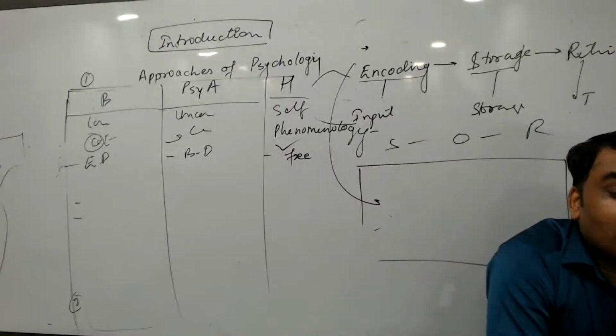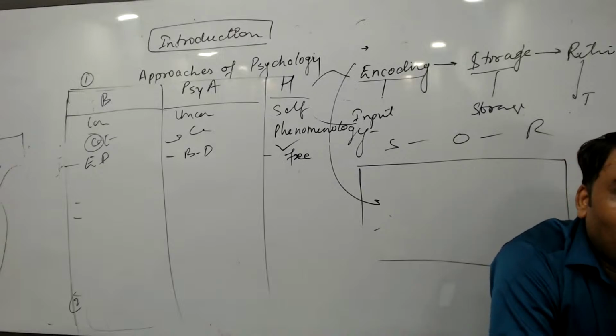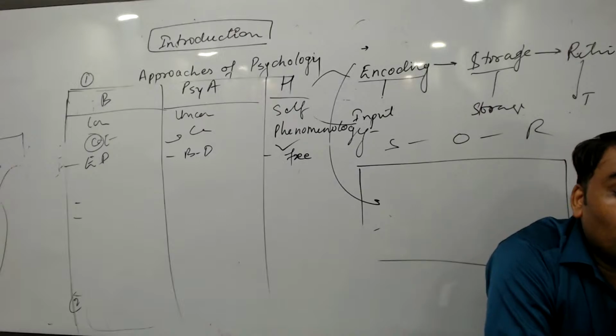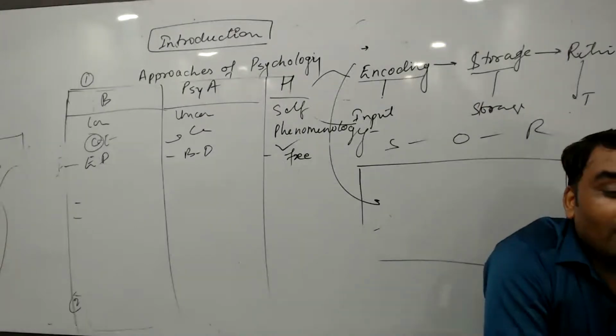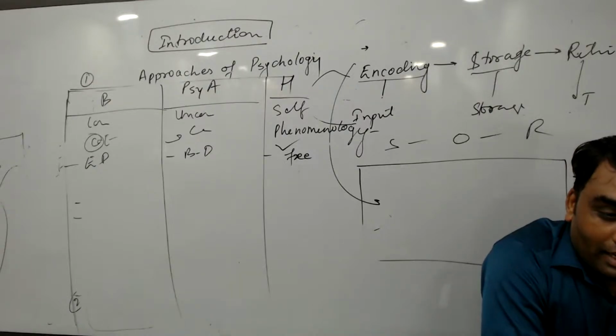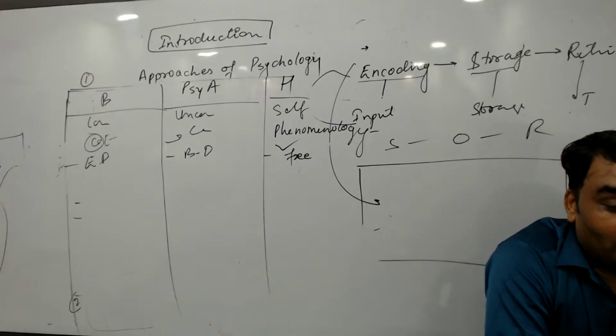Reductionism is breaking into parts. Behaviorist psychologists break behavior into parts. For example, Pavlov broke classical conditioning into parts: law of acquisition, law of discrimination, law of generalization, law of extinction, etc. But humanistic psychologists never accepted comparative psychology or reductionism.